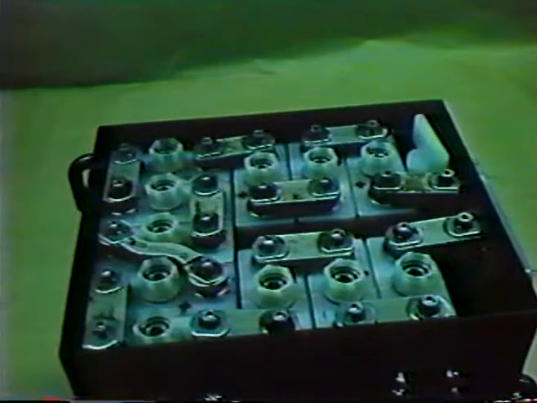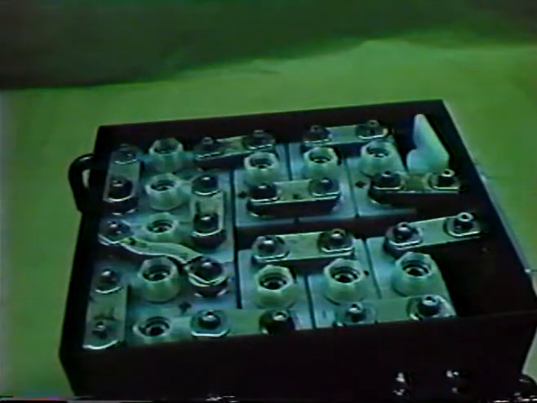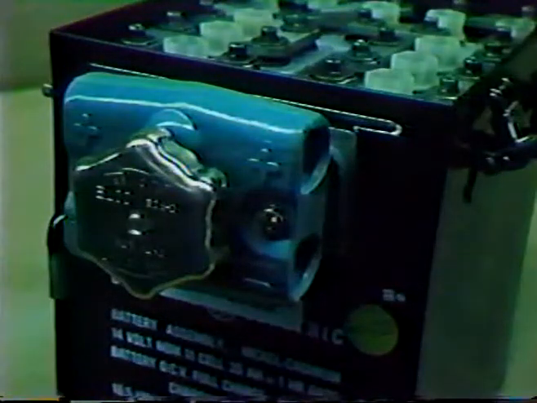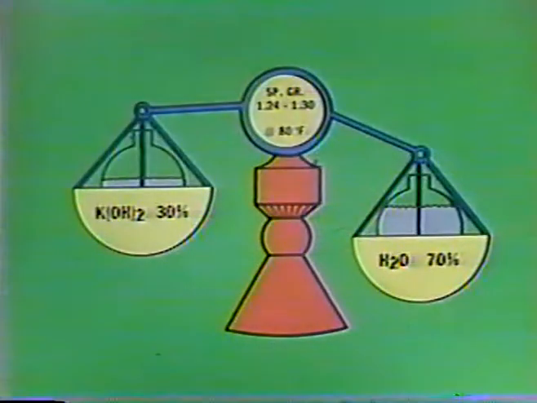9 or 10 individual cell assemblies make up a 12-volt battery, while 19 or 20 cell assemblies make up a 24-volt battery. NiCad batteries are usually fitted with a quick disconnect connector in which the cables are attached to the battery with slip-on connections. The electrolyte is made up of 30% potassium hydroxide and 70% pure water by weight.